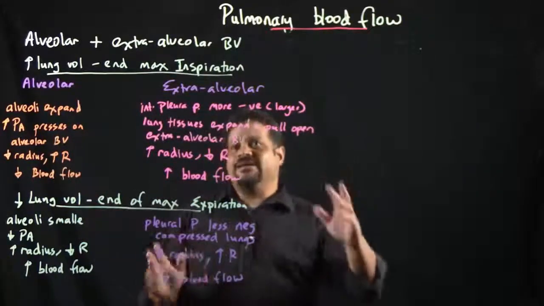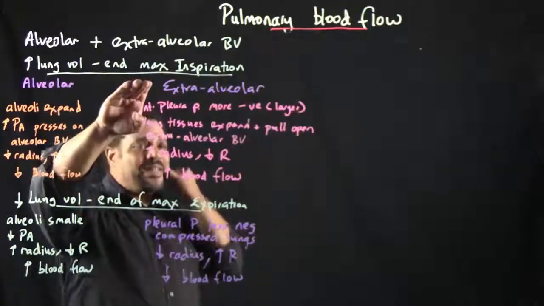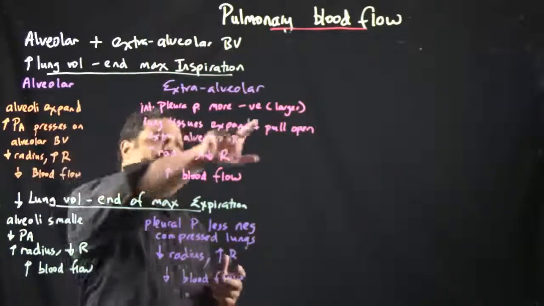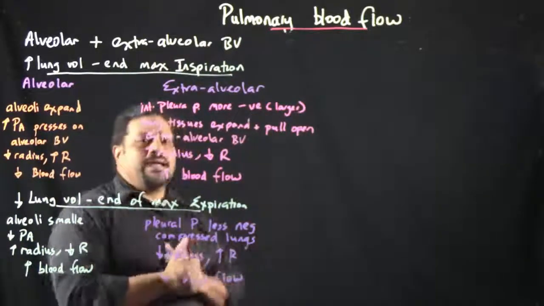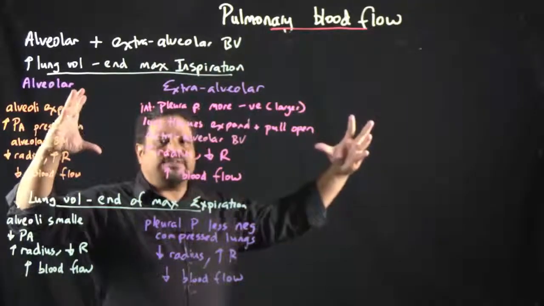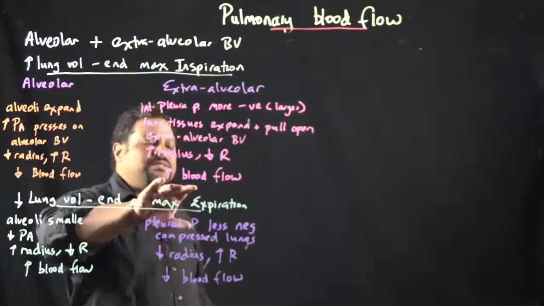On the other hand, the extra-alveolar blood vessels, which are outside of the alveoli, are affected by the intrapleural pressure. The intrapleural pressure becomes more negative, larger, and the lung tissues expand and pull open those extra-alveolar blood vessels. It increases the radius, decreases the resistance, and increases the blood flow.